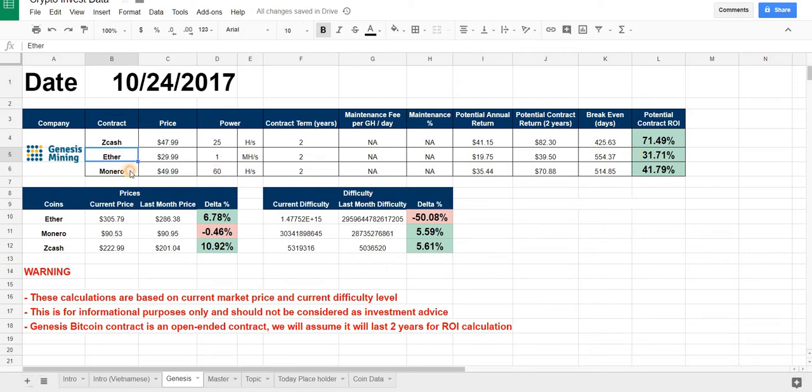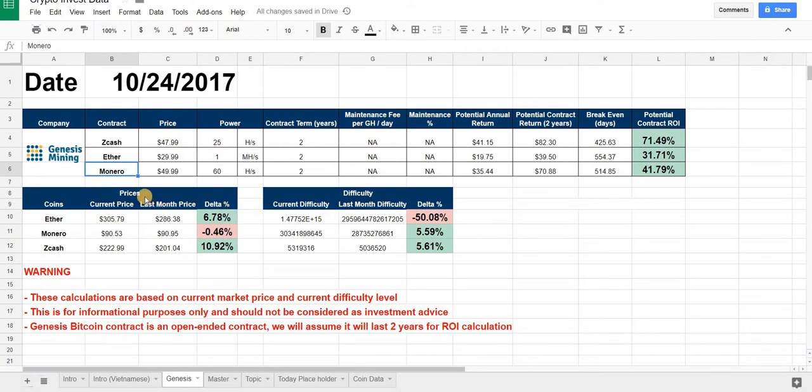Next is the Monero contract. Monero is currently at $49.99. It does give you 60 hash power per second. It is a 2 year contract, and the potential annual return on this contract is $35.44. The potential contract return after 2 years is $70. The break-even day is about 514 days. The potential contract return on investment is about 41%.